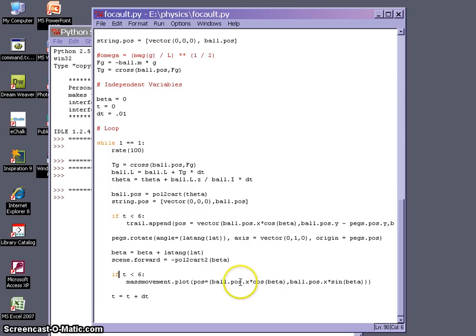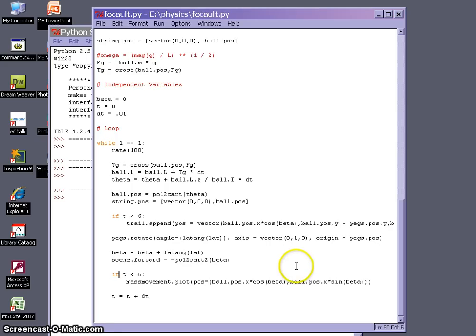Furthermore, this is just our graph for the position, and we actually had to come up with this little trick where we took the ball's x position multiplied by a cosine of beta to find the x position relative to the rotating reference frame, where beta is the angle that the reference frame has rotated from its initial position. And then for the y position relative to the reference frame, we would multiply the ball position in the x direction times the sine of beta, once again that angle that the reference frame has rotated, to find the y position relative to the moving reference frame.